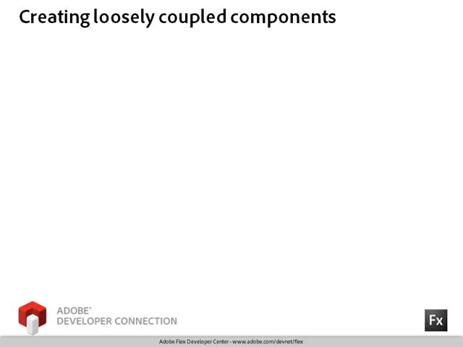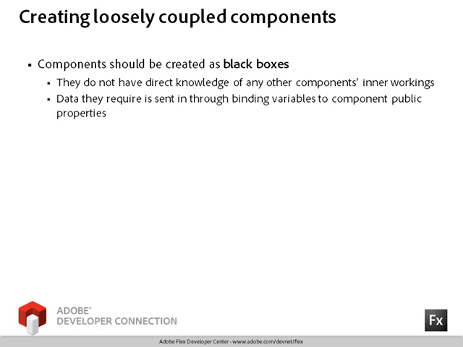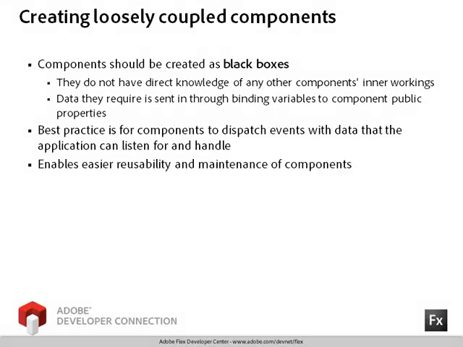A much cleaner approach to communicating between components is to loosely couple them. This is based on the concept that each component is a black box to any other component and its inner workings are hidden. The only way information is passed into a loosely coupled component is through public properties or arguments. The only way that information is passed out is by dispatching a custom event which is listened for and handled by the application. Building components in this way enables better reuse and maintenance of the code and is considered a best practice.